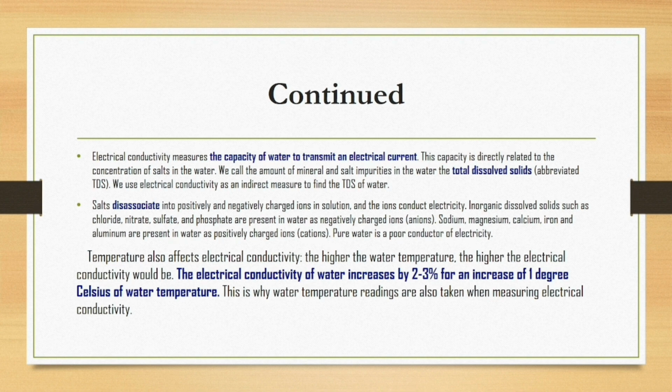So we have positively charged ions and negatively charged ions. And normally ultra pure water or pure water is a very poor conductor of electricity because it doesn't have free ions in the water. And this conductivity is also related to TDS, as we saw in the first point, and it's also affected by temperature. The electrical conductivity of the water increases by around 2 to 3% for an increase of 1 degree Celsius of the water temperature. That is why sometimes the temperature factor is also counted when we measure the conductivity of the water.